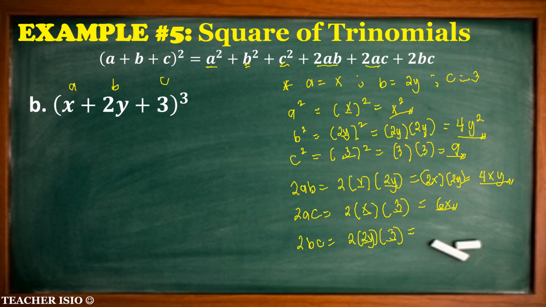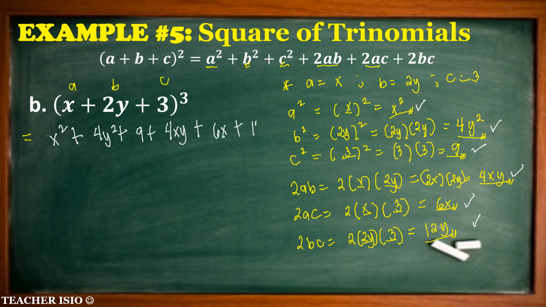So, i-multiply na muna natin lahat ng nakikita nyong number dito sa 2bc. 2 times 2, we have 4. Times 3, we have 12. Copy the variable. Therefore, the answer is, combine ulit natin, we have x squared plus 4y squared plus 9 plus 4xy plus 6x plus 12y. So here's now the answer.